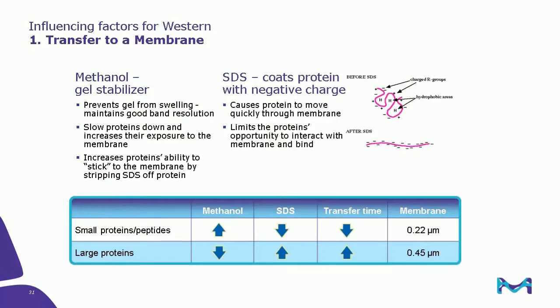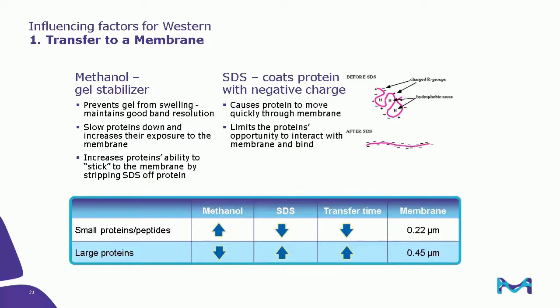Taken together, this is a general guideline for the transfer step. For small molecular weight proteins or peptides below 20 kilodalton, it is generally beneficial to increase the methanol concentration, say anywhere from 10 to 20%, and decrease the SDS concentration and transfer time accordingly. Also, blotting should be performed using 0.2 micron pore size membranes, which have increased ability to capture small proteins.